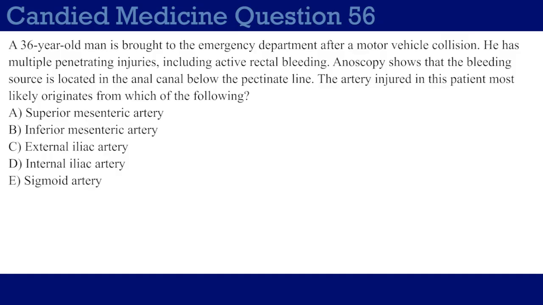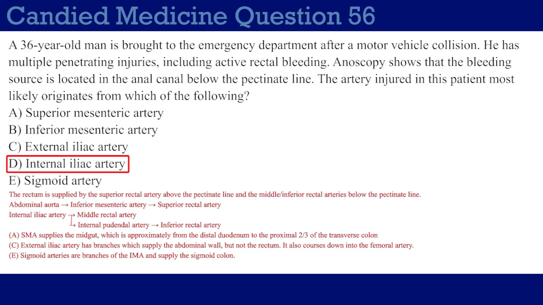It's asking below the pectinate line, and that can be either the middle or inferior rectal artery. But for the purposes of this question, it doesn't matter, because the inferior rectal artery originates from the internal pudendal artery, and the internal pudendal artery and the middle rectal artery both originate from the internal iliac artery. Choice D is the correct answer.